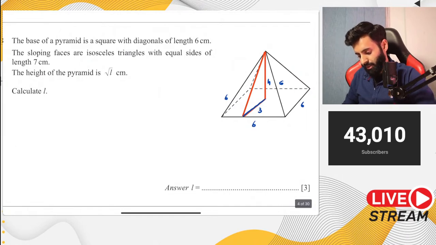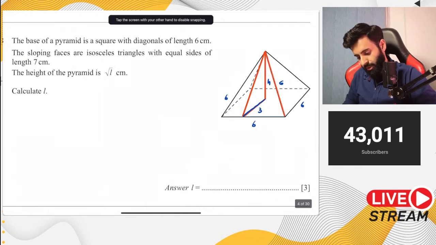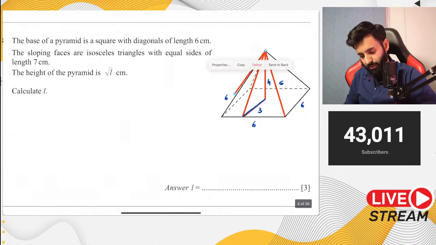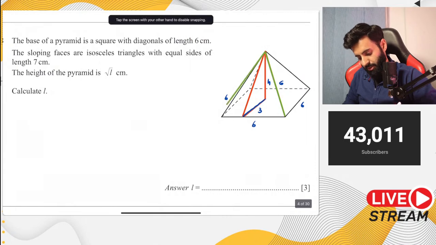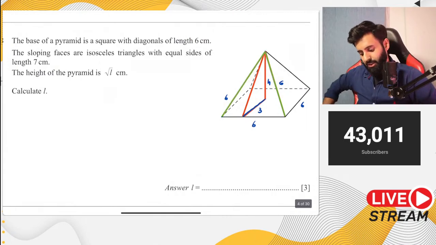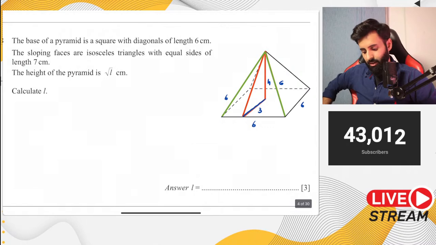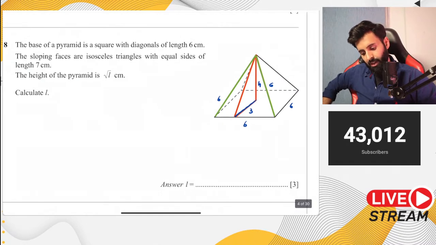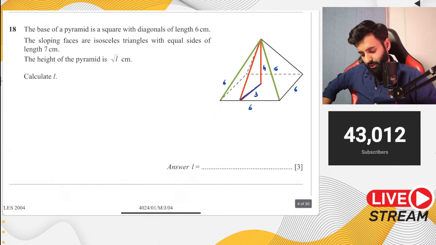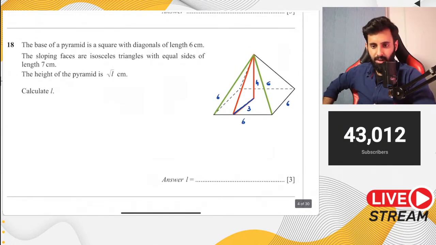Now what does that mean? That means ke this is basically going to be equal to 7 as well. This length is going to be equal to 7 centimeter. Okay, let me draw it with a different color. Yeah, so this length is going to be equal to 7 centimeter and this length is going to be equal to 7 centimeter. Now the question is, how can we calculate the height of the pyramid? How can I calculate the height of the pyramid using this? So I'll let you guys have a look at it and tell me how to solve this.